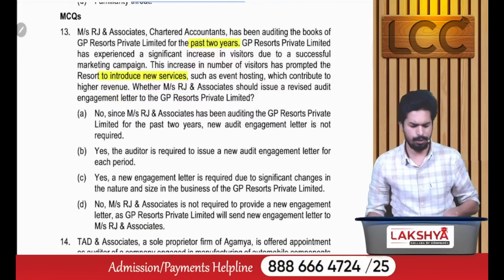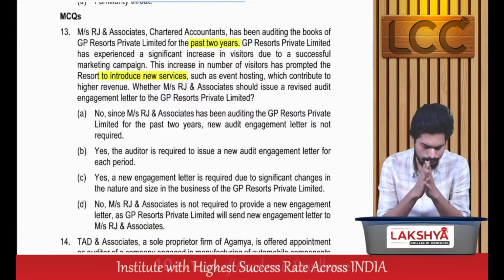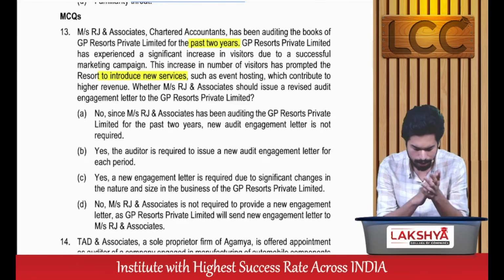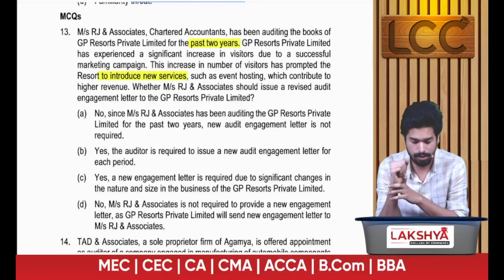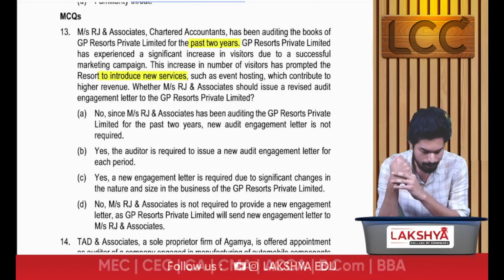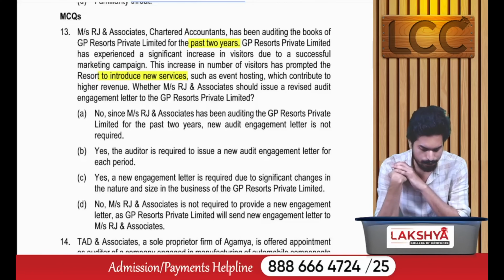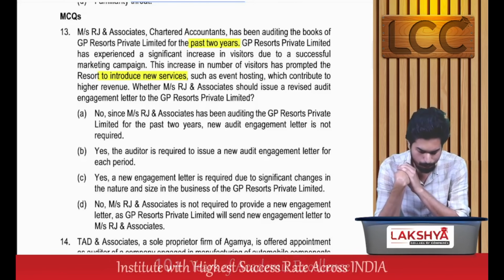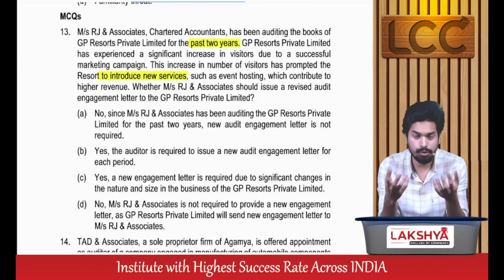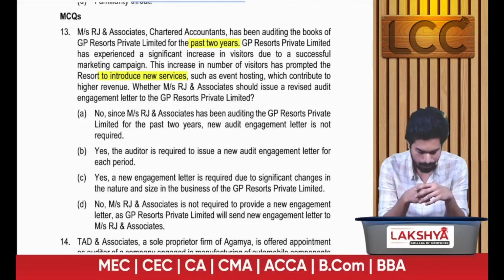Now, general MCQs. First one. Messrs. RJ and Associates Chartered Accountants has been auditing the books of GP Resorts Private Limited for the past 2 years. GP Resorts Private Limited has experienced a significant increase in visitors due to a successful marketing campaign. This increase in number of visitors has prompted the resort to introduce new services such as event hosting, which contribute higher revenue.